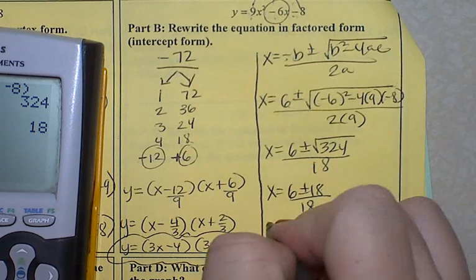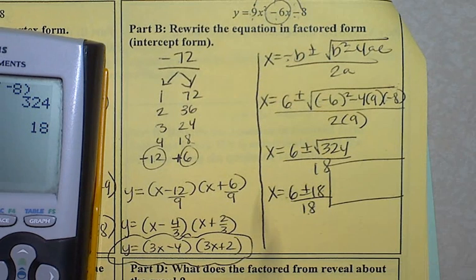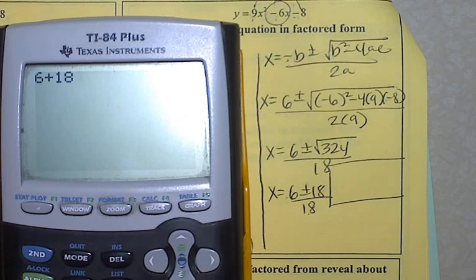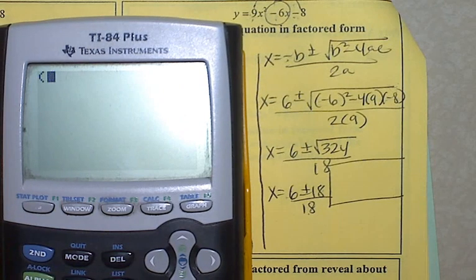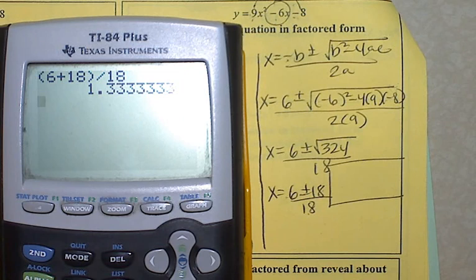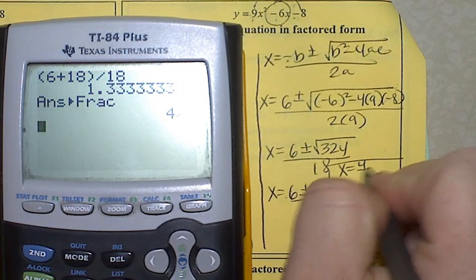So let's get our two answers right now. I'm going to do those over here. 6 plus 18, so here we go. I better put in parentheses. 6 plus 18, and then I'm going to divide it by 18. That's this first time, and I'm adding. When I get an answer, I'm going to put it back into a fraction. So one answer is 4/3.